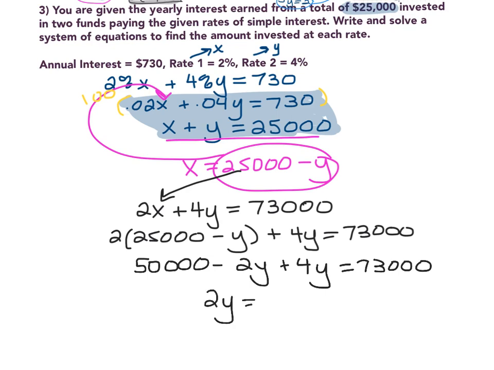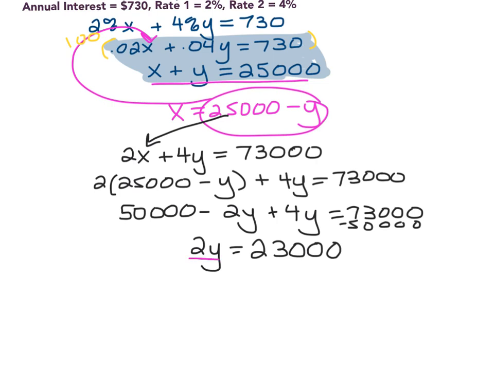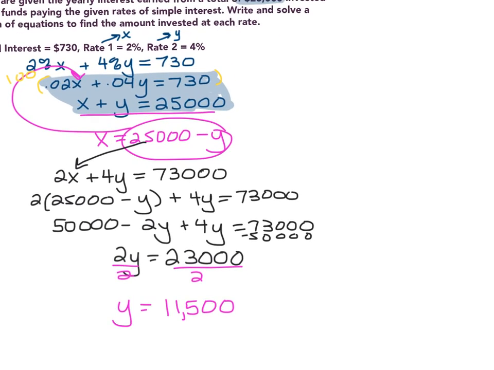2y would equal, if I subtract 50,000 over here, I get 23,000. And then divide both sides by 2. Y would be 11,500. So 11,500 is how much was invested in Y, which is our 4%.